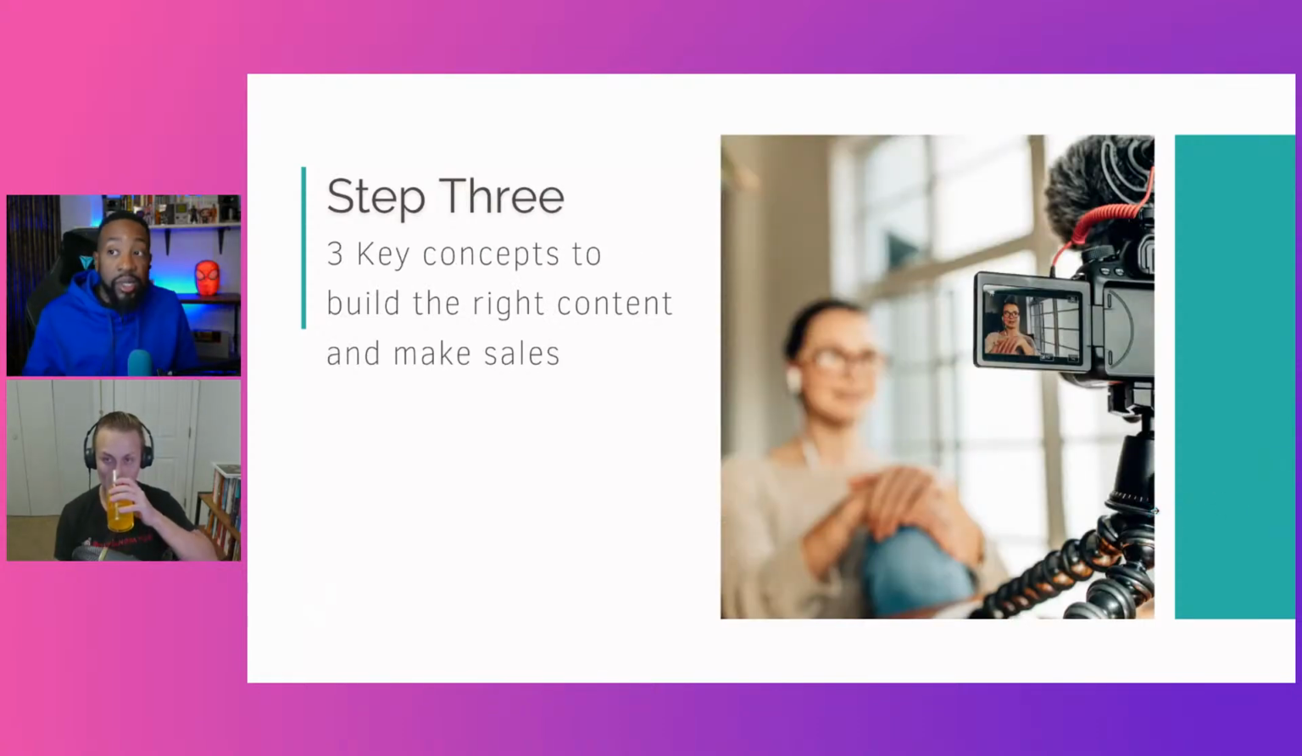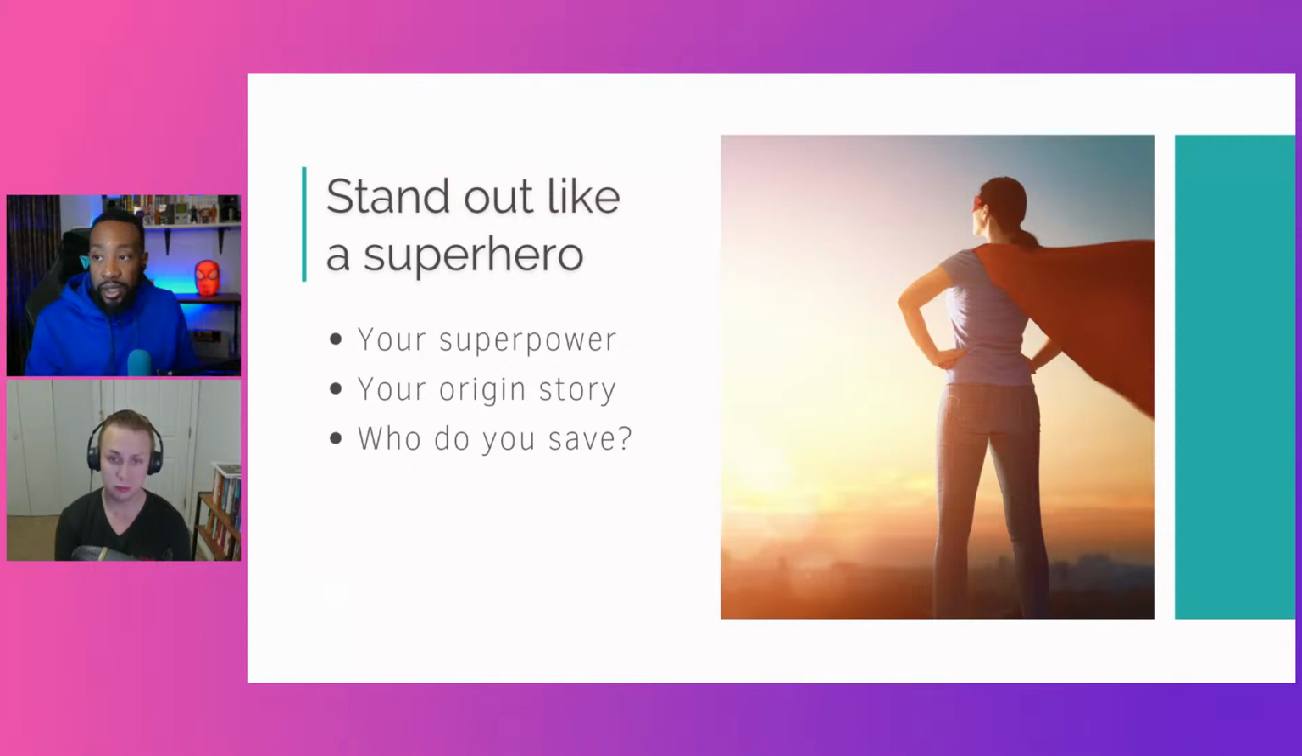The next one is 3 key concepts to build the right content and make sales. We'll talk about the 3 pillars that I like talking about: you're going to pick a format, I'll talk about how we do it, and then how do we make sales. So how to stand out. I'm a huge fan of standing out as a superhero. I love superheroes. I love these kinds of origins. But if you're looking at it, what's your superpower? What's your origin story? How do you save people?